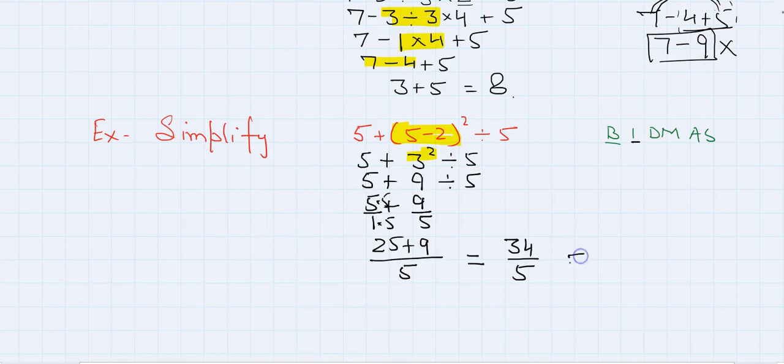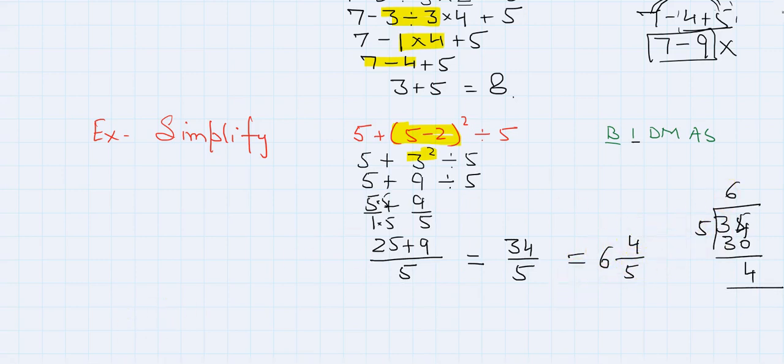And if you want to write this answer, you can divide 34 by 5. 5 times 6 is 30, 4 remaining. You can write it as whole number 6, 4 over 5. That is your answer.